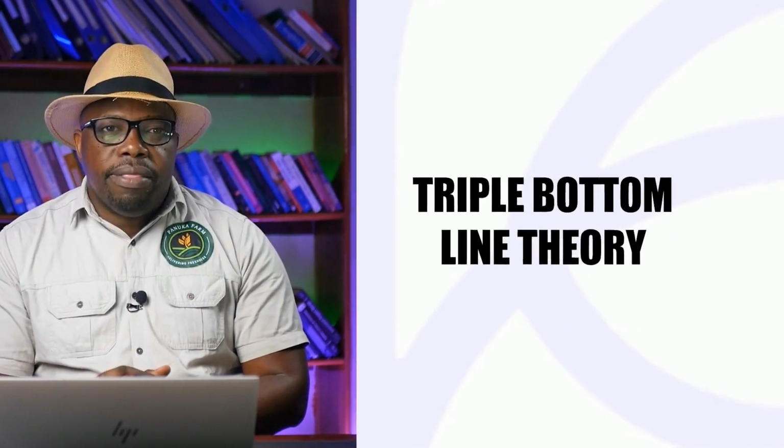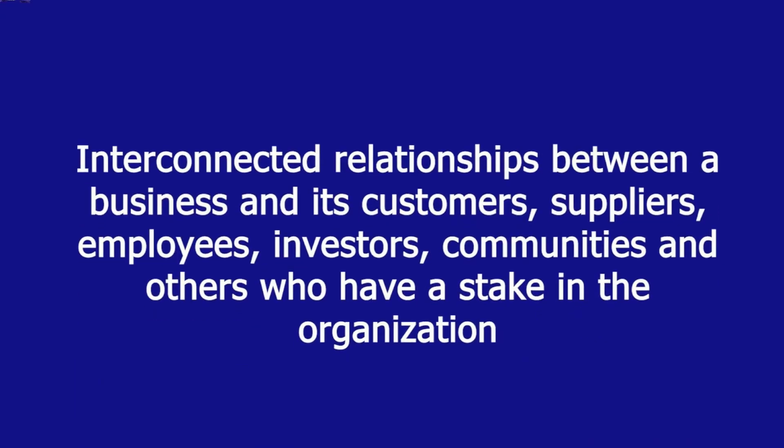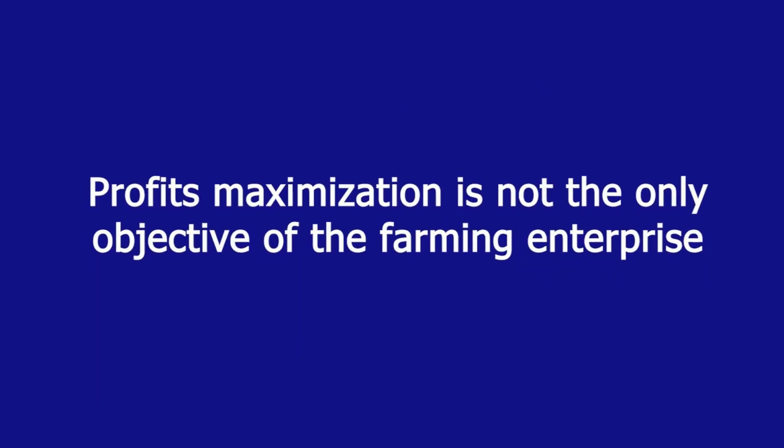Some of the emerging nuances became what is known as the triple bottom line theory. Others call it the triple P, and this was coined by a gentleman called Edward Freeman. Edward Freeman was of the view that there are relationships between a business and its customers, suppliers, employees, investors, and the general community. So the stakeholder theory, unlike the shareholder theory, recognizes that profit maximization is not the only objective of a farming enterprise.